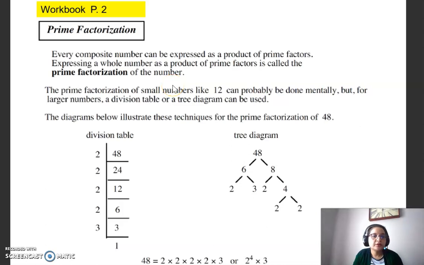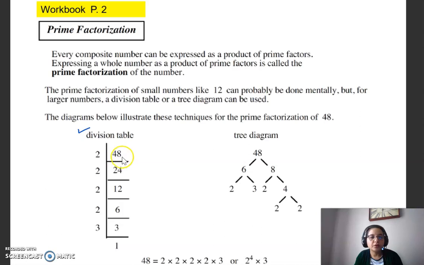So today we're going to go over the second lesson, lesson number 2, application of prime factors. We have previously learned in lesson number 1 how to prime factorize. There were two methods that we used. One was the division method table.